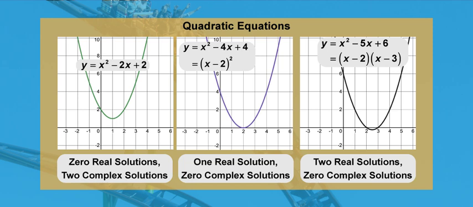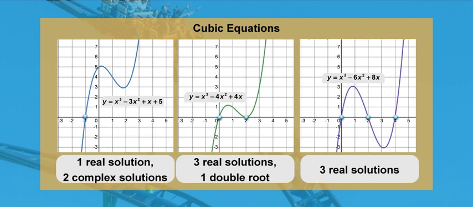In solving polynomial equations, some solutions were a combination of real numbers and complex numbers. We saw that quadratic equations always have two roots: either two complex solutions, one double root, or two real solutions. With cubic equations, there were always three solutions, one real and two complex solutions.